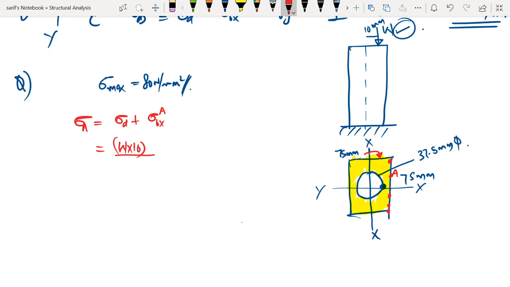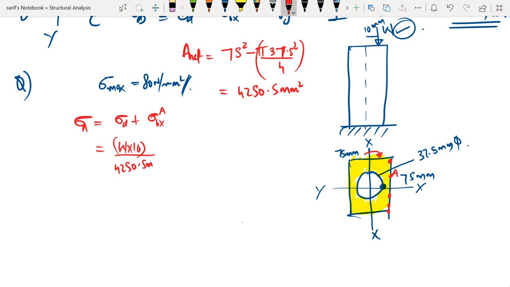The area is going to be, we have to take the net area. So the net area is going to be area of the square minus area of the circle, pi d square by 4. So if we calculate this area, it comes out as 4250.5 mm square. So divided by 4250.5 mm square plus, we are assuming W is in Newton.